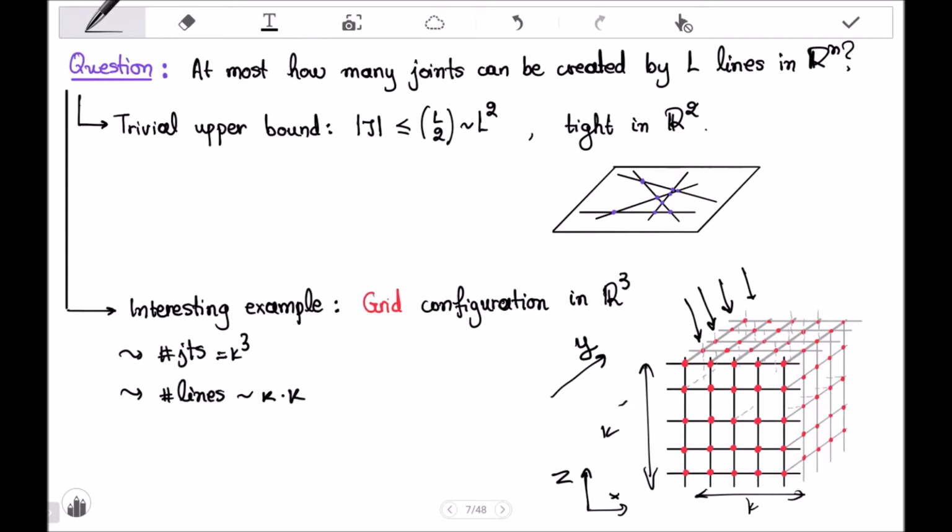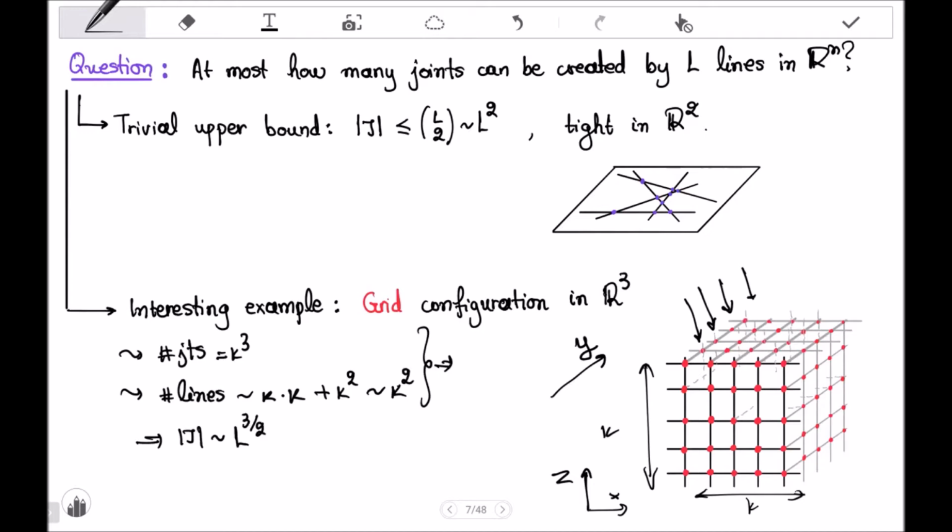I have one through each front point in the front plane, piercing through and covering many joints at the back. So these lines in the y direction are as many as the points at the front. I have one through each, so it's about k squared. So in total, I have about k squared lines, which means the joints are k to the 3, their lines are k squared. So the joints are about the number of lines to the 3 halves.